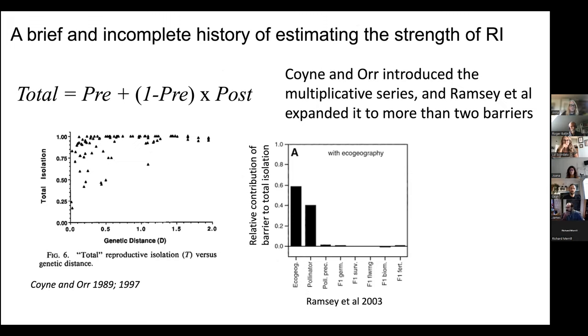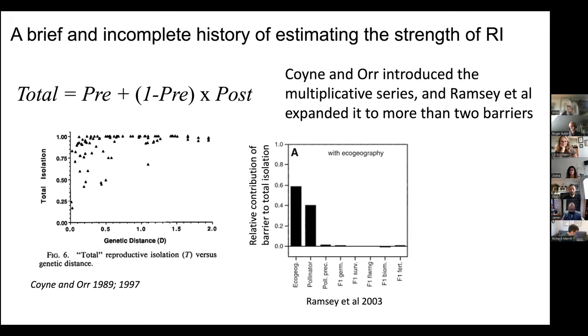So I just wanted to go through a quick history of how we estimate the strength of reproductive isolation. Coyne and Orr in 1989, then the follow-up in '97, this paper where they estimated the strength of isolation across multiple Drosophila taxa, and then Justin Ramsey's paper, from Doug Schemske's lab, were the two most influential, to my mind, that really started a real trend in measuring isolation in multiple taxa.